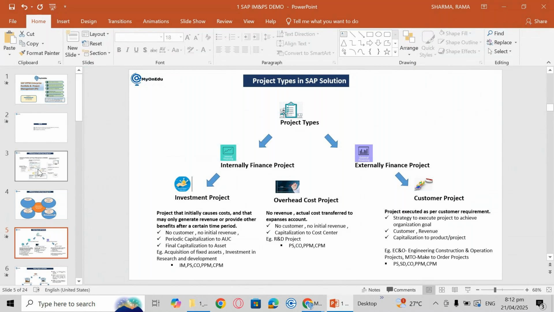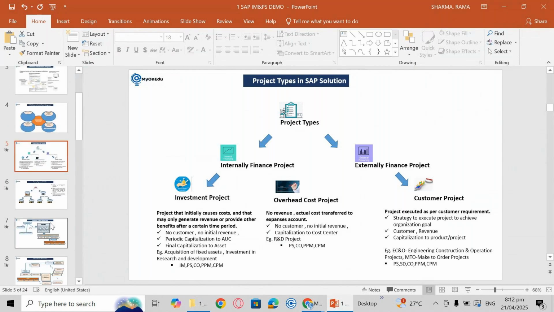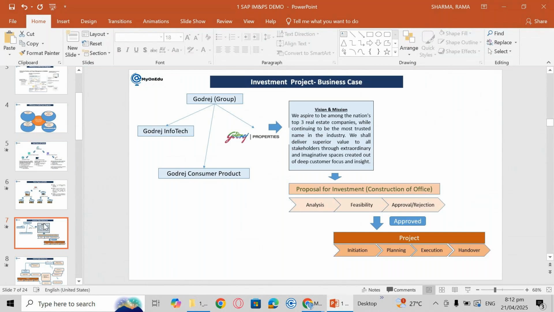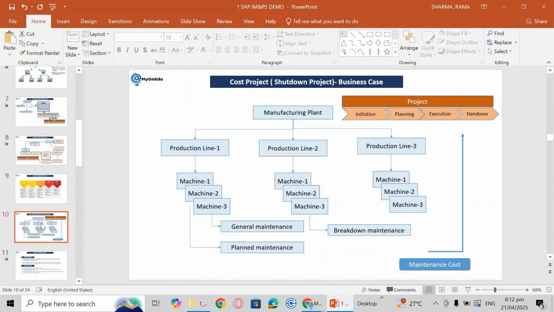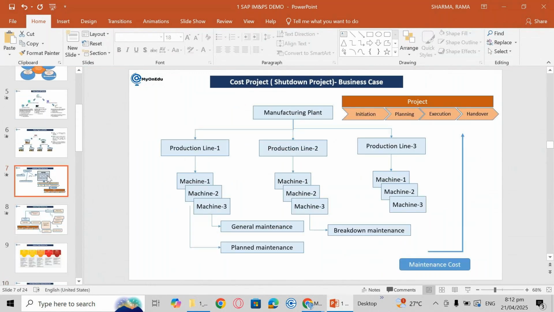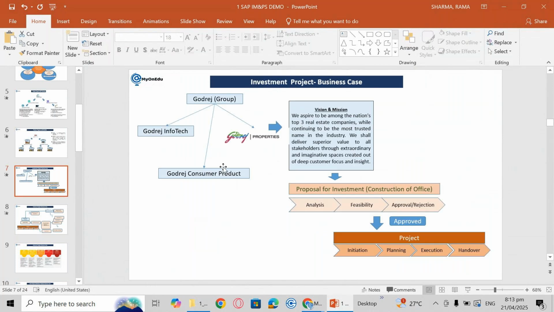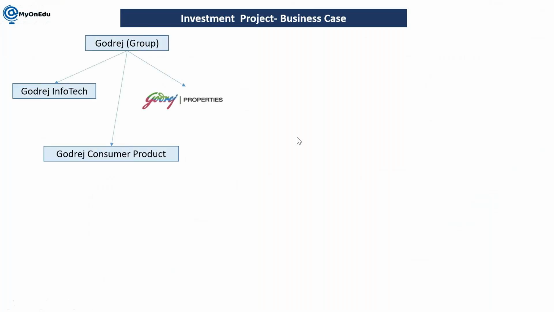Correct, sir. Okay, so let us understand one by one what we are having: the investment project as a business case, then the customer project business case, and then the cost project business case. First is the investment project business case. I've taken a typical example of the construction industry. Let's say this is a group of companies called Godrej Group, which has Godrej Infotech, Godrej Properties, and Godrej Consumer Products.